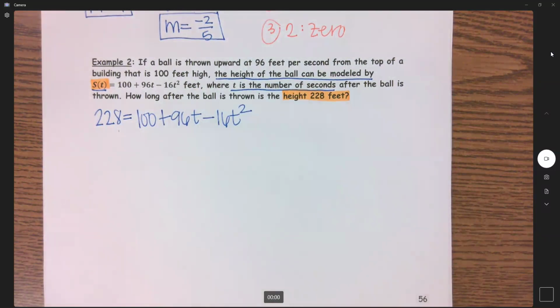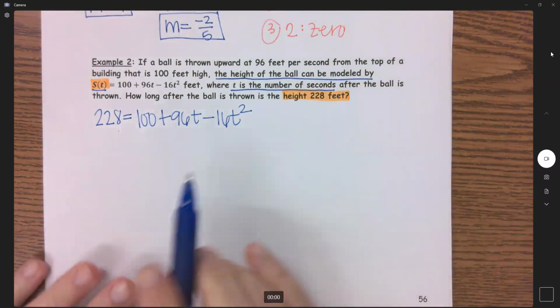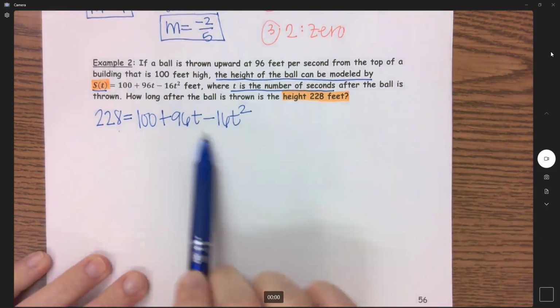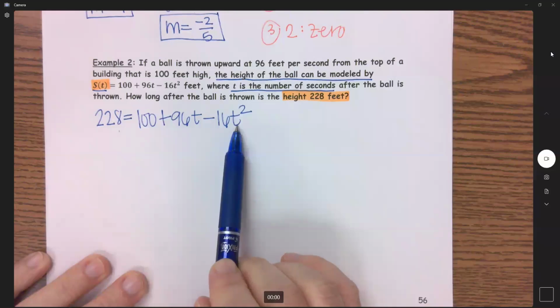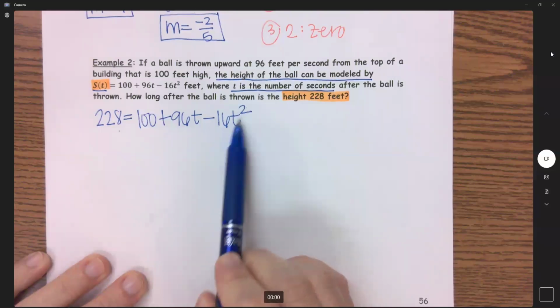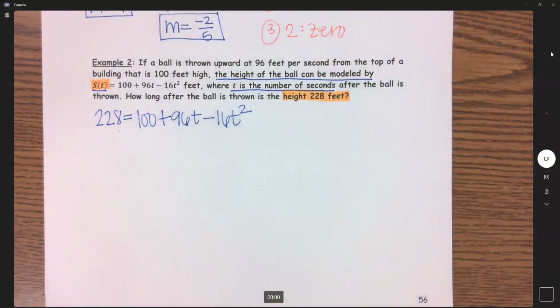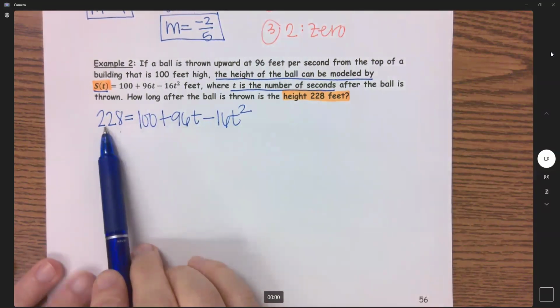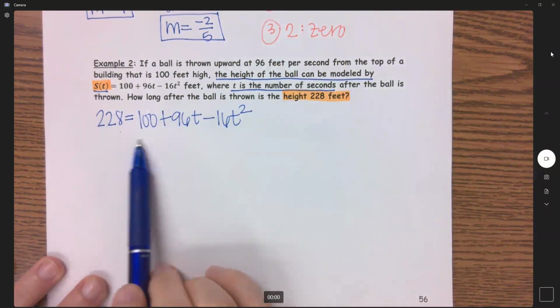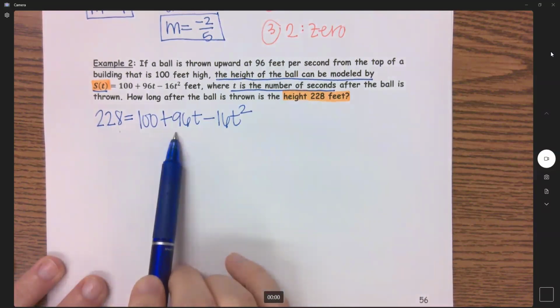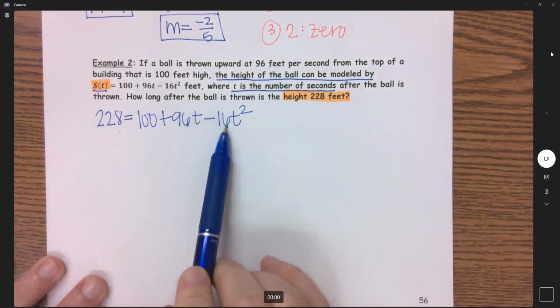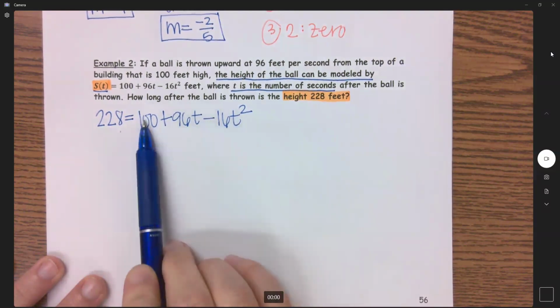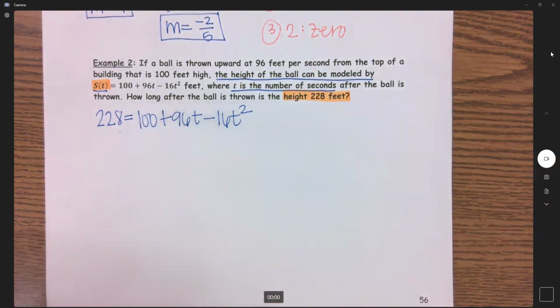Now, I didn't talk about this in example 1 because it never really became a problem. But when we are solving by factoring, we really want this first term, the squared term, to be positive, and this time it's negative. So instead of getting this to equal 0 by simply subtracting this 228 over, I want this to become positive, so I need to move all of these terms to the other side.